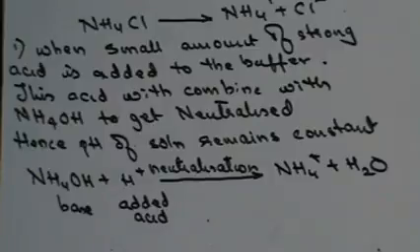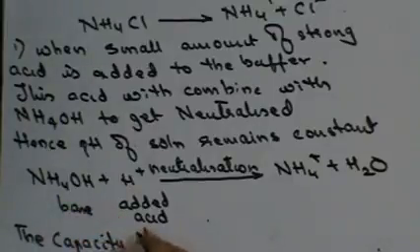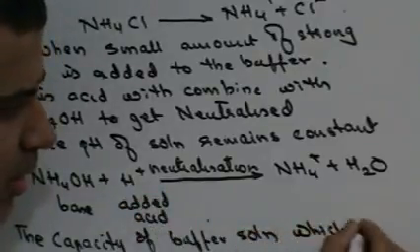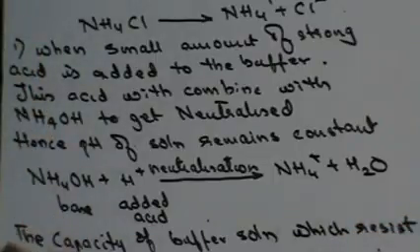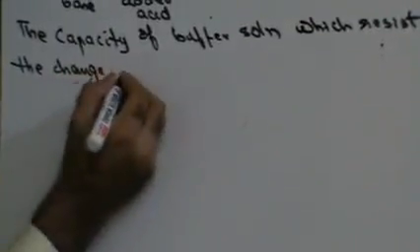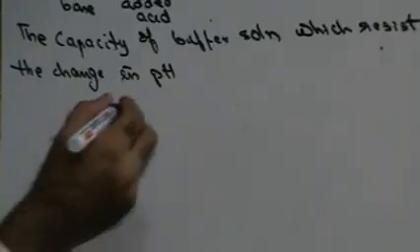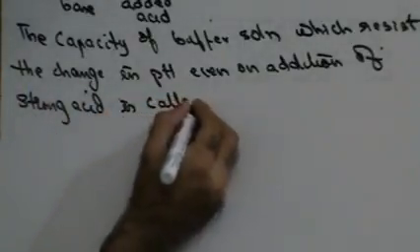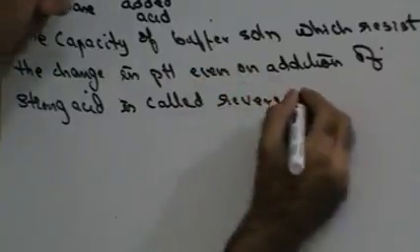We've done this with the mechanism of acidic buffer also. So I can say that the capacity of buffer solution which resists the change in pH even on addition of strong acid is called reserve basicity. Right? This was when a small amount of acid is added to the solution.